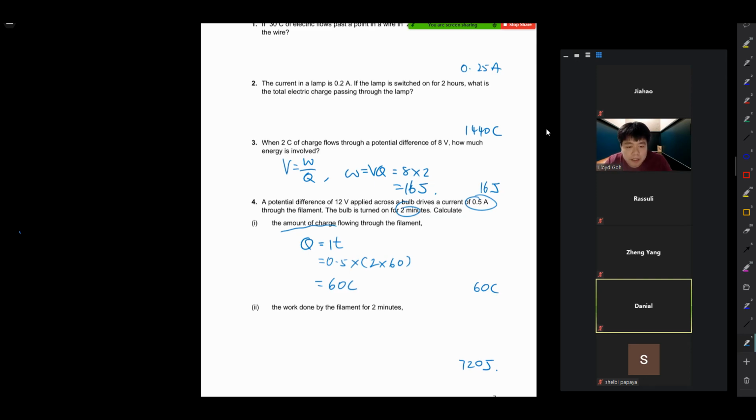Now please take note. Over here they ask for the work done in 2 minutes. If they ask for 4 minutes, then your charge will change, because this is the amount of charge in 2 minutes. So if I change the timing in part 2, you cannot use the answer in part 1. You need to change the answer a bit. But anyway, they ask for the work done in 2 minutes, so you can just use the formula W equals VQ. The voltage is 12 and the amount of charge is 60, which will give me 720 joules.